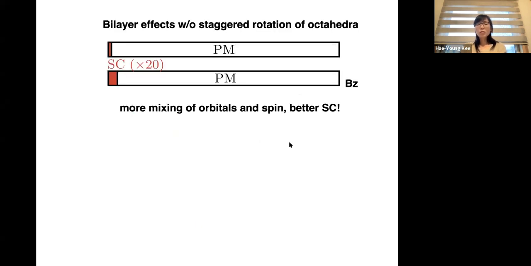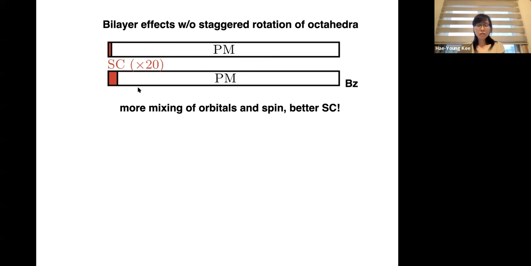All right, so just to show you what we have found: the bilayer effect, without the staggered rotation of the octahedra, we actually find that the superconductivity is not killed. It is in fact even bigger. Both of these are, by the way, 20 times modified because we have to put the spin density wave together. These are tiny superconductors, by the way, but this one is 4 times bigger than the single layer. So we were thinking, okay, why does that happen?